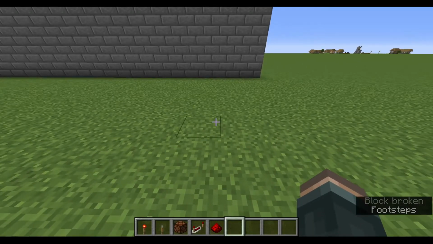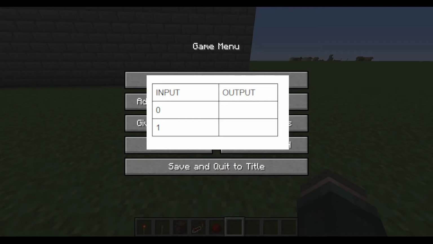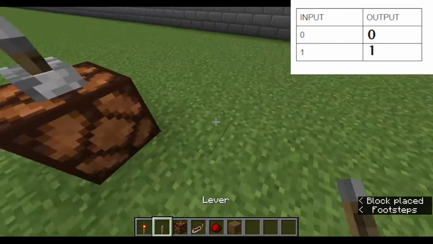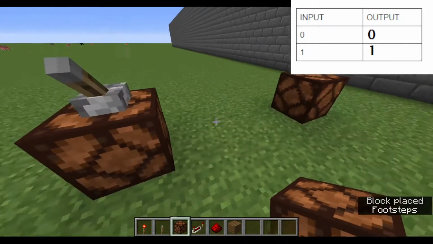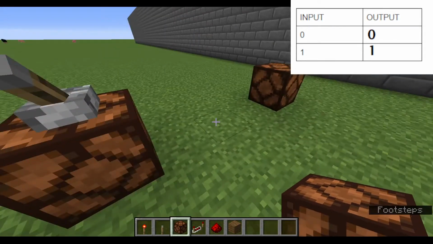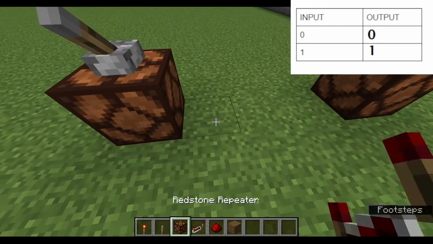So let's start with the easiest gate, which is no gate at all, or a buffer. The logic table for this is really simple. If we have a 0 as our input, we want a 0 as our output. And if we have a 1 for our input, we want a 1 for our output. If we have our input here and our output here, how can we get it so that our logic table reflects what we see for our input and output?